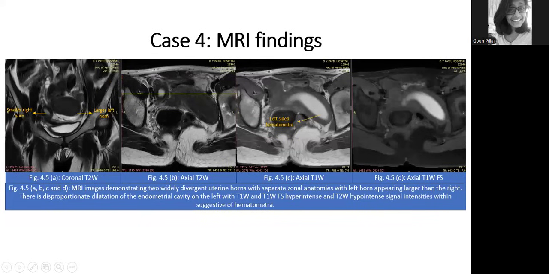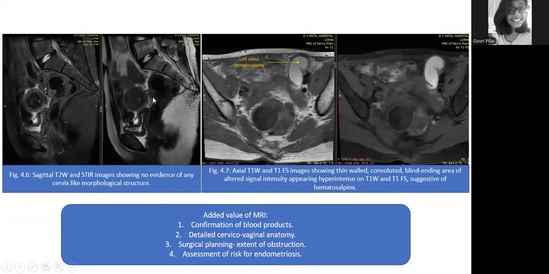MRI was invaluable here, confirming our hematometra with a characteristic T1 hyperintense and T2 hypointense signal. It showed no cervix-like structure, as seen in this image, and confirmed the left hematosalpinx, as seen in this image. This detailed the cervico-vaginal anatomy, which is crucial for surgical planning.